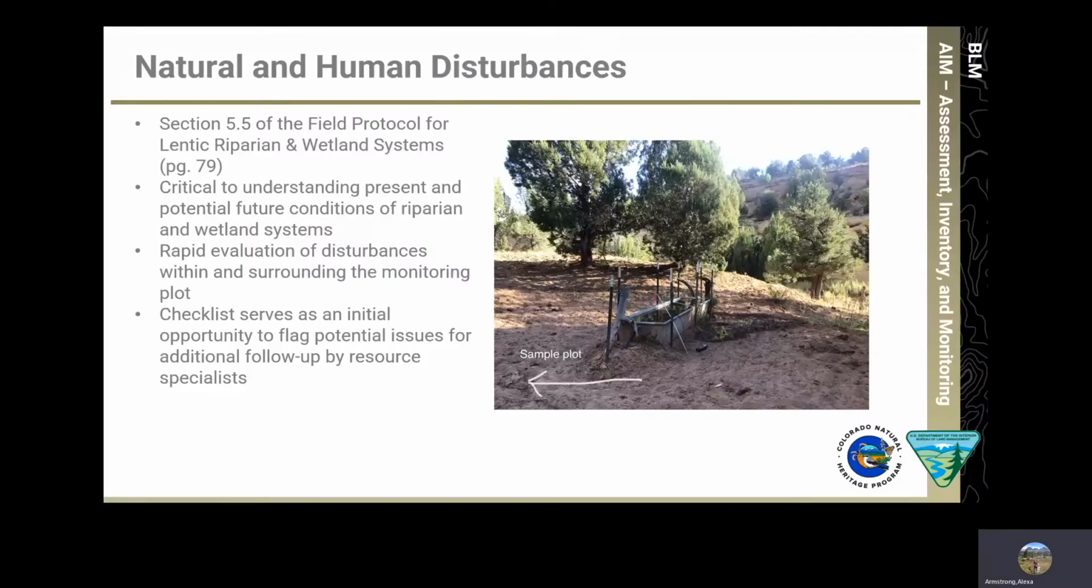Evaluating the impact of natural and human-caused disturbances is critical to understanding present and potential future conditions of riparian and wetland systems. The natural and human disturbances checklist included in this protocol is a relatively rapid evaluation of disturbances within and surrounding the monitoring plot. The checklist serves as an initial opportunity to flag potential issues for additional follow-up by resource specialists.